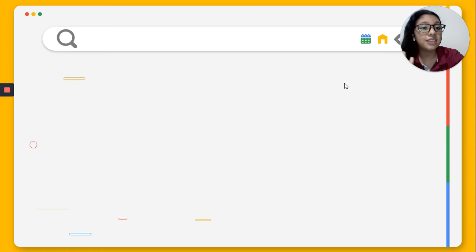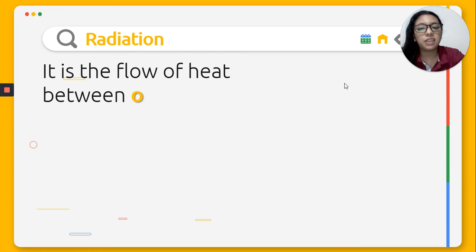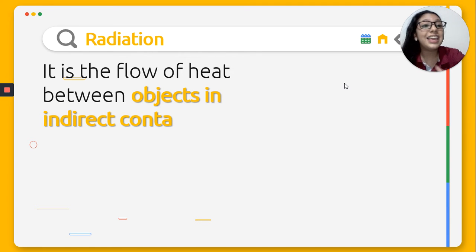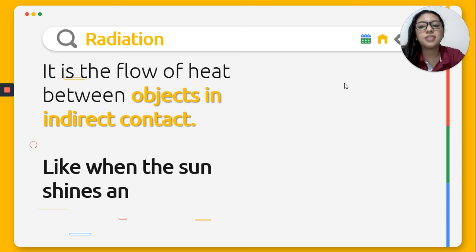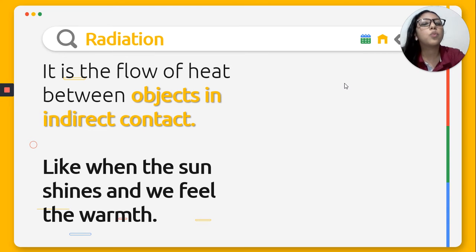And then we have the last thing, which is radiation. So let's see the radiation thing. Radiation is the flow of heat between objects not in direct contact. That means they are not touching. And we live this phenomenon every day when we wake up and there's the sun. It's just like when the sun shines and we feel the warmth.